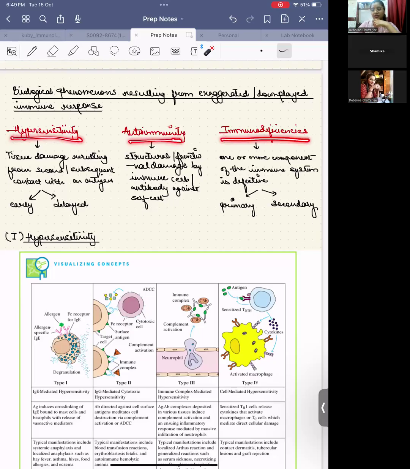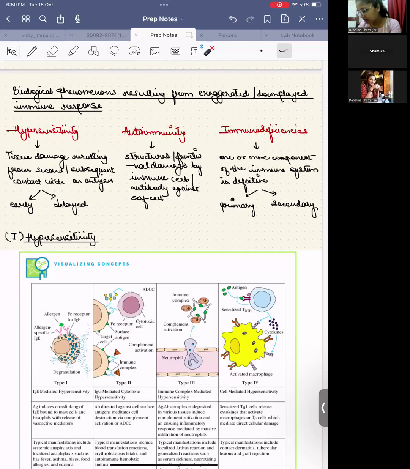And the last situation is wherein there is some sort of deficiency. As the name suggests, deficiency means that a sufficient amount of immune response cannot be mounted because of, say, certain cells not being present, or some particular antibody maybe not being produced. We will look into under which conditions we say that there's an immunodeficiency. So we'll start with the first one, which is hypersensitivity.